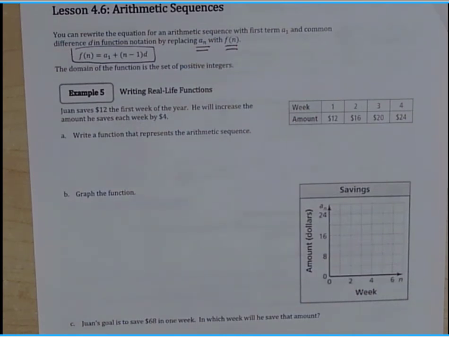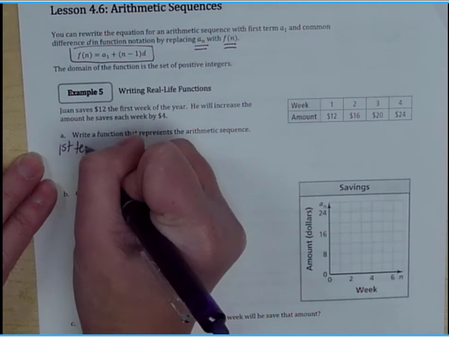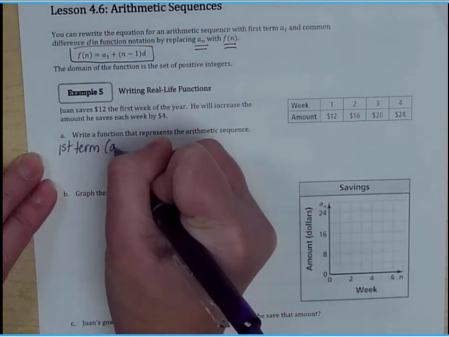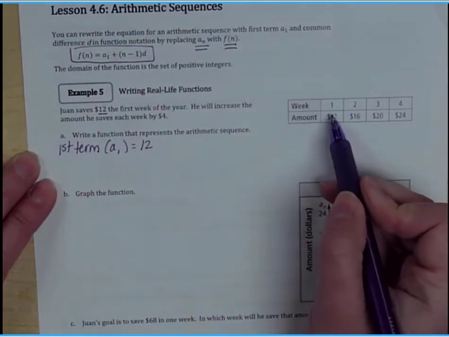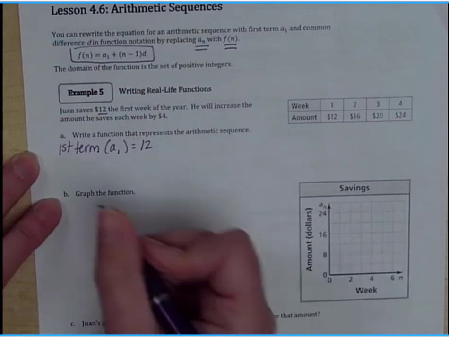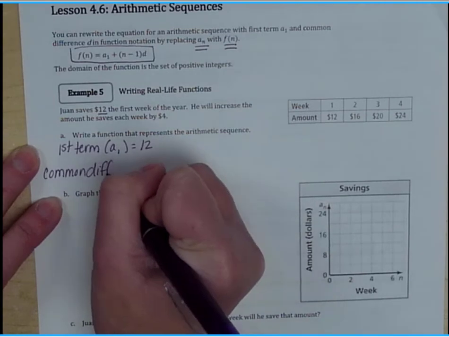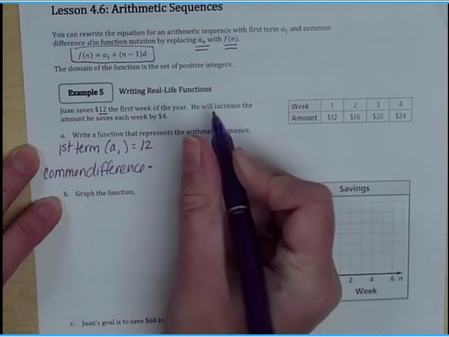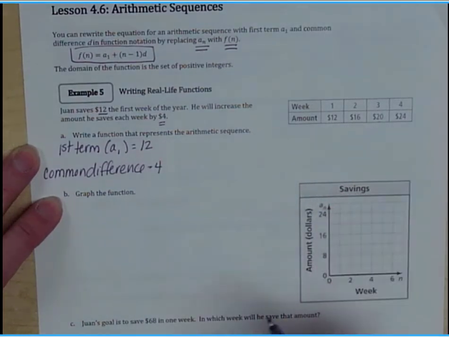Juan saves $12 the first of the year. He will increase the amount he saves each week by $4. So write a function that represents this sequence. Okay, so our first term then, which is A1, is 12. Okay, you can also see it right here. First term, 12. Okay, my common difference here is 4. Add 4, add 4, add 4.